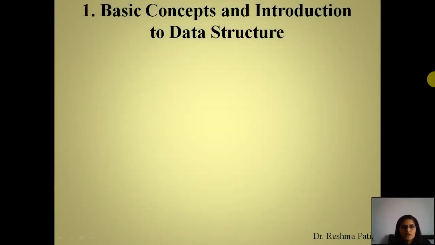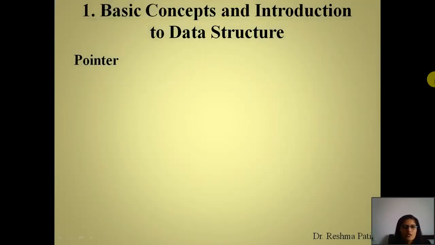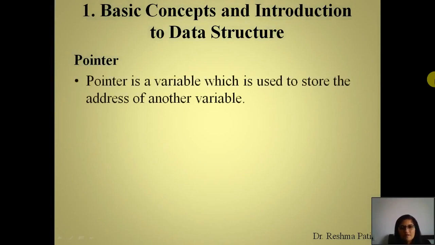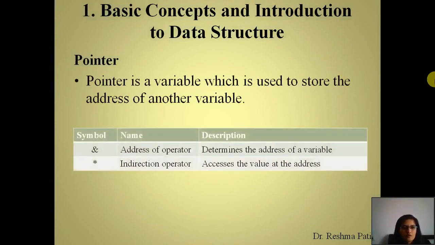So first, in this video, we will see the first point, that is pointers and dynamic memory allocation. What is a pointer? A pointer is a variable which is used to store the address of another variable. This table shows the symbols used in pointers. First symbol is the address of operator. It is used to determine the address of a variable. And second symbol is the indirection operator. It is used to access the value at the address.